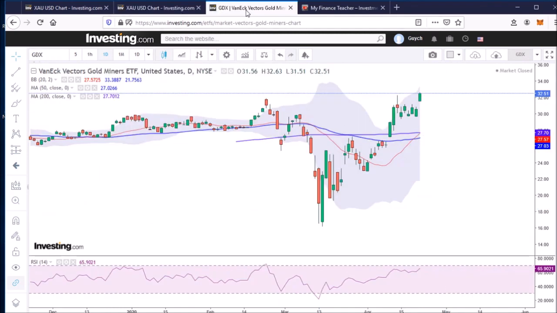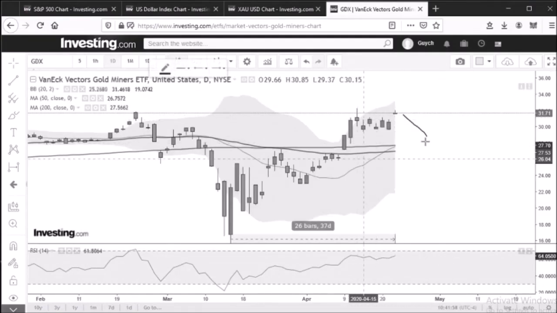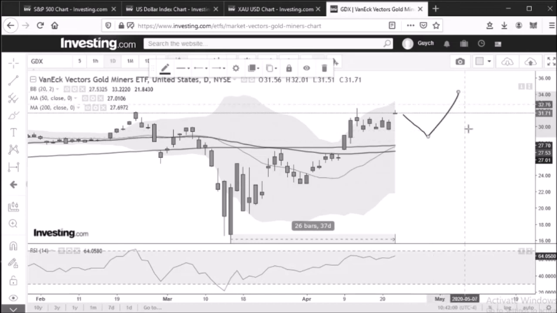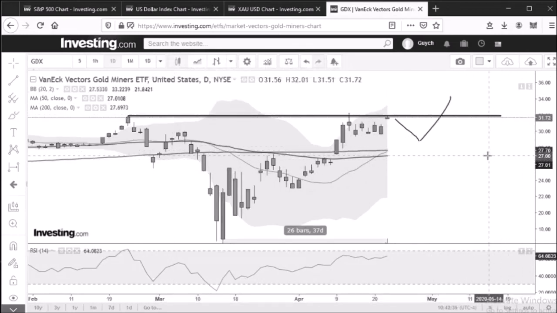First, let's have a look at GDX. Today it looks like GDX is breaking out of this long-term resistance at about $32. And actually yesterday in a restricted video for members, we mentioned the possibility of this breakout. All of those support zones might give us a nice bounce up to break through that long-term resistance at $32.